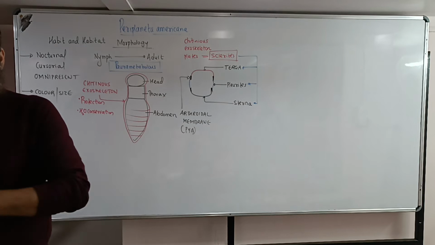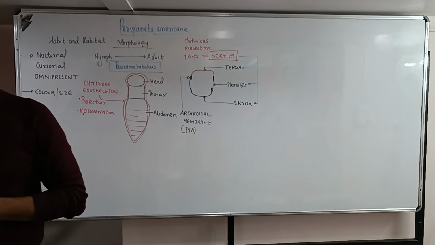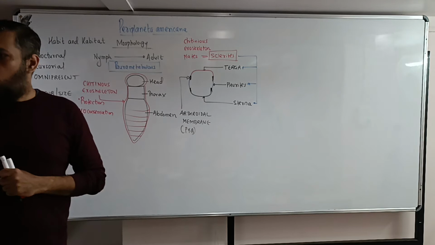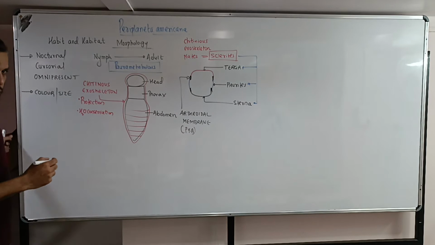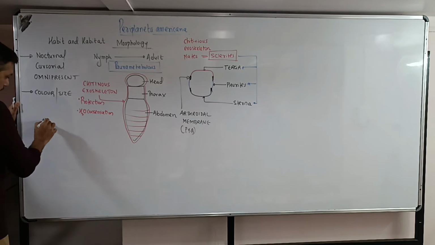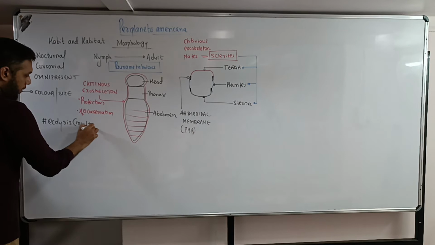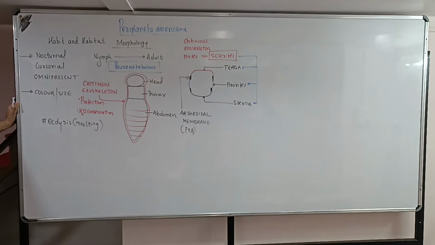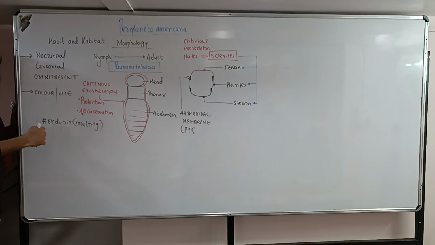exoskeleton, and this process is called ecdysis. How does it go? Ecdysis or molting. Molting. So can I say the cockroach will periodically, after every few days, remove its exoskeleton, and this removal of exoskeleton is called what? Ecdysis, or it is called ecdysis or molting.